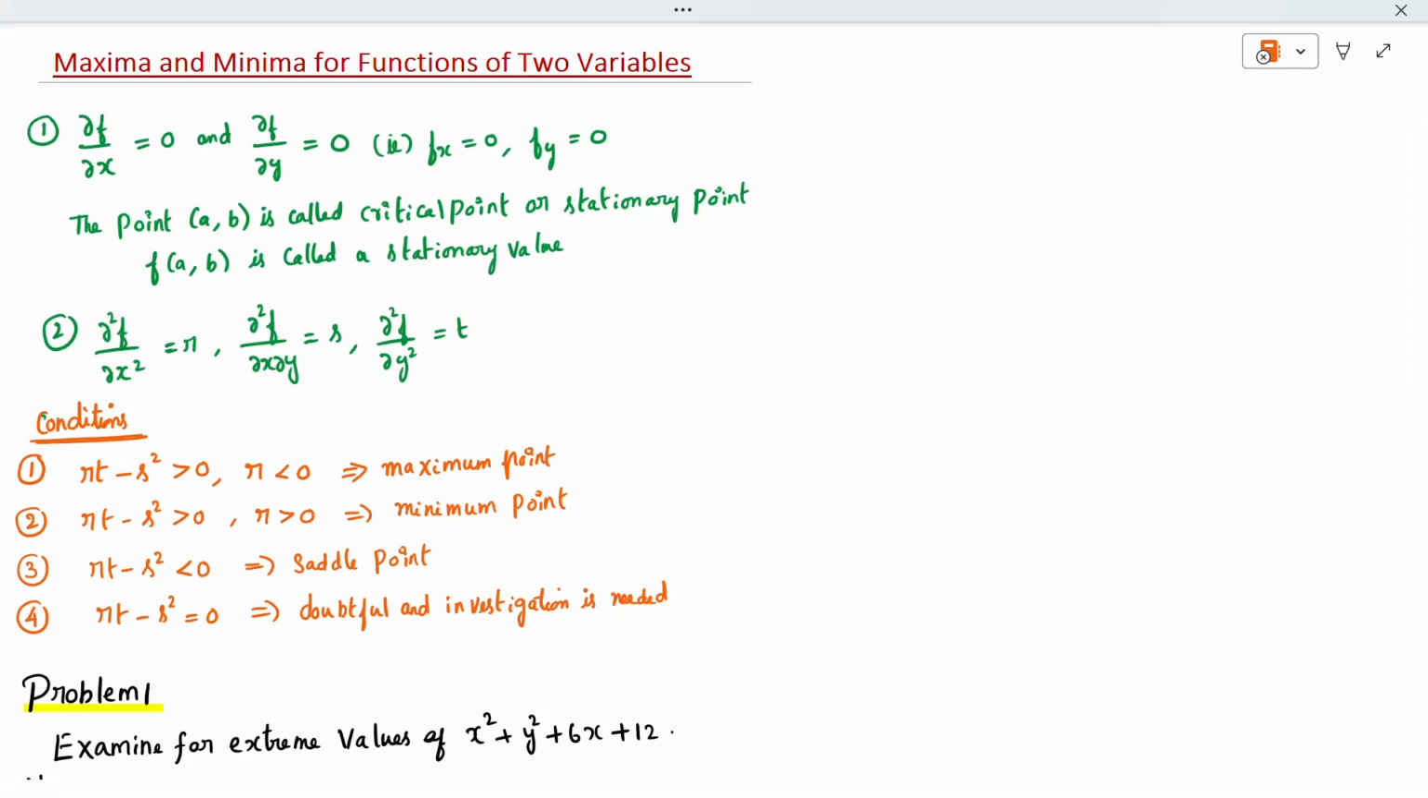Hi to all. Today's topic is maxima and minima for functions of two variables. So, maxima and minima of functions of two variables. What do you have to do?